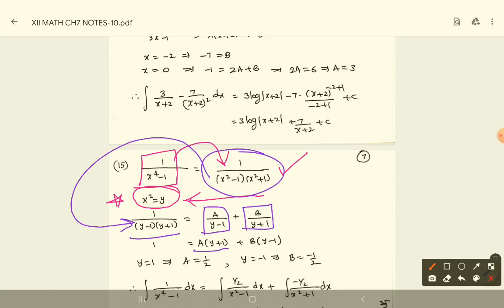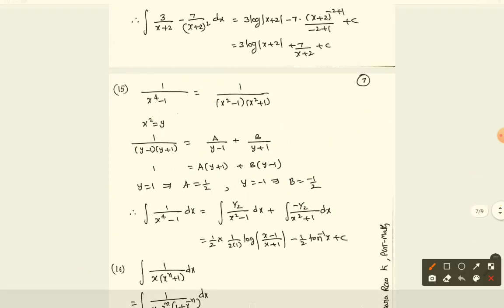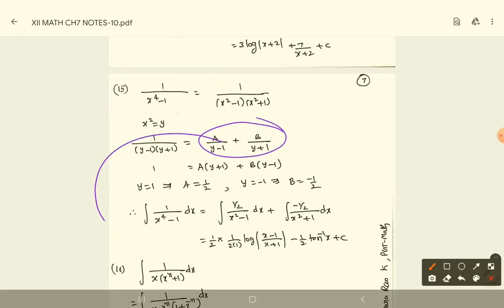Then it is a into y plus 1 plus b into y minus 1. So by taking y is equal to 1, you get b value. By taking y is equal to minus 1, you get a value. See, a value and b value will come by taking y is equal to 1 and y is equal to minus 1. So after getting the a value and b value, substitute those a value and b value in this one. Then you get like this.